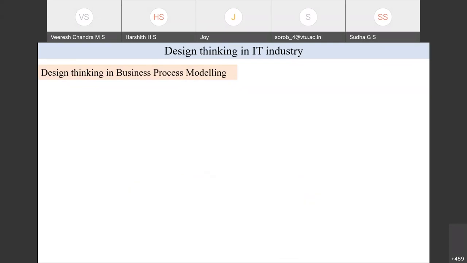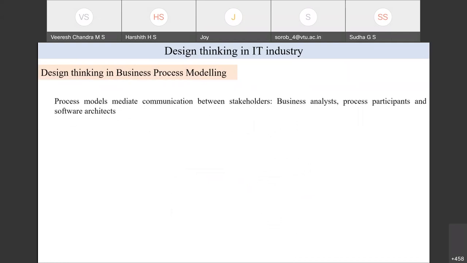So why is it required anyways? Or, let us say, the design thinking and business process modeling. So why exactly are the process models required? Because they mediate, or they communicate between the stakeholders. Between the stakeholders, each one of them, from starting to the end.